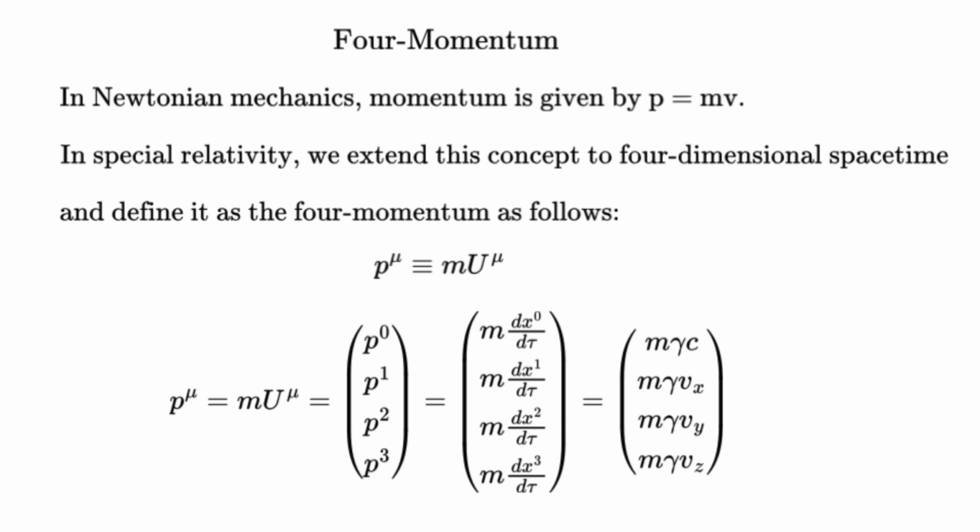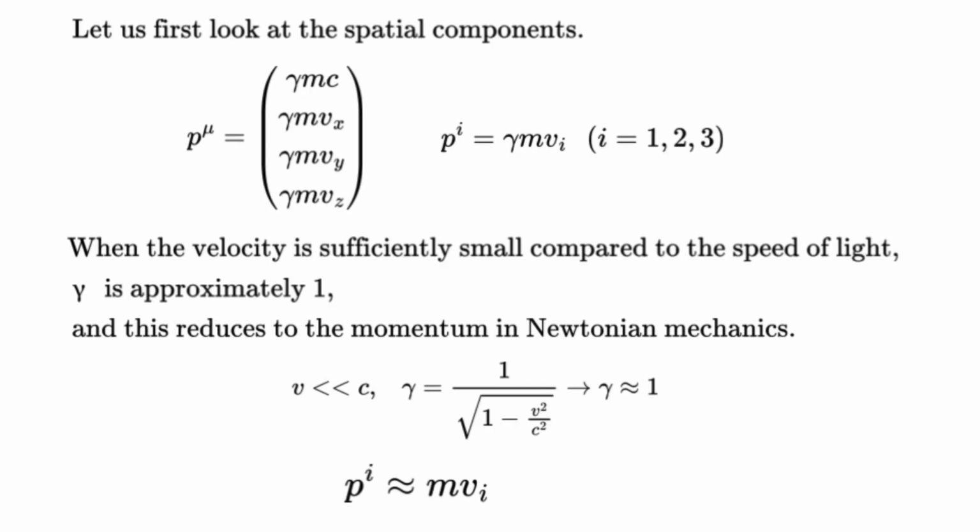4. Momentum. In Newtonian mechanics, momentum is given by p equals mv. In special relativity, we extend this concept to four-dimensional spacetime and define it as the four-momentum as follows. Let us first look at the spatial components. When the velocity is sufficiently small compared to the speed of light, gamma is approximately 1, and this reduces to the momentum in Newtonian mechanics.